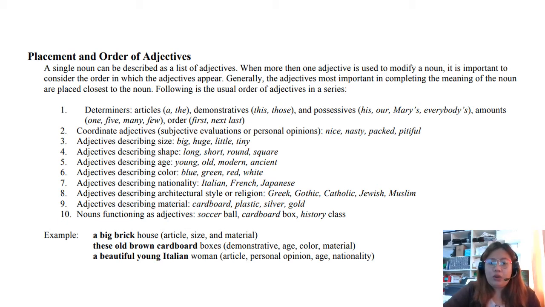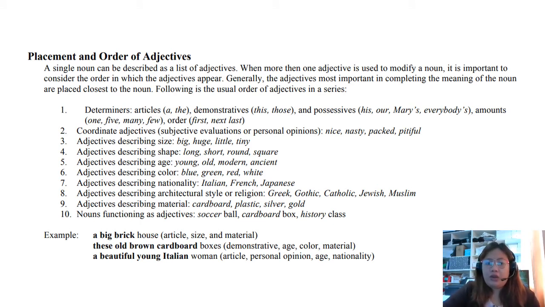Take note, please, that determiners in the form of articles a, an, or the would be followed by demonstratives, this or those, and possessives, his, our, Mary's, everybody's. These are just examples. Then amounts or numbers, and then order. In cases where none of these are present in the sentence, you go to the next best thing, which is the coordinate adjectives, like nice, nasty, packed, or fitful, or the adjectives that describe the quality of what you are trying to modify.